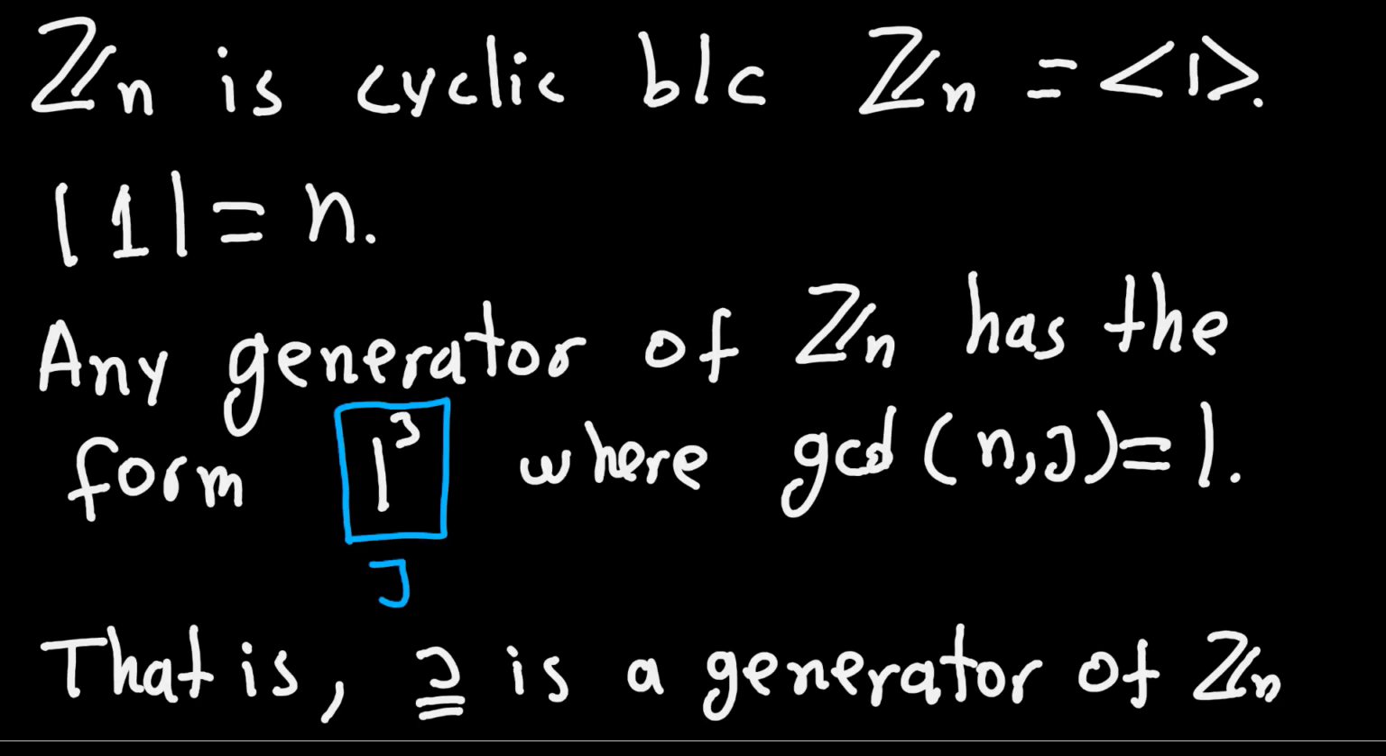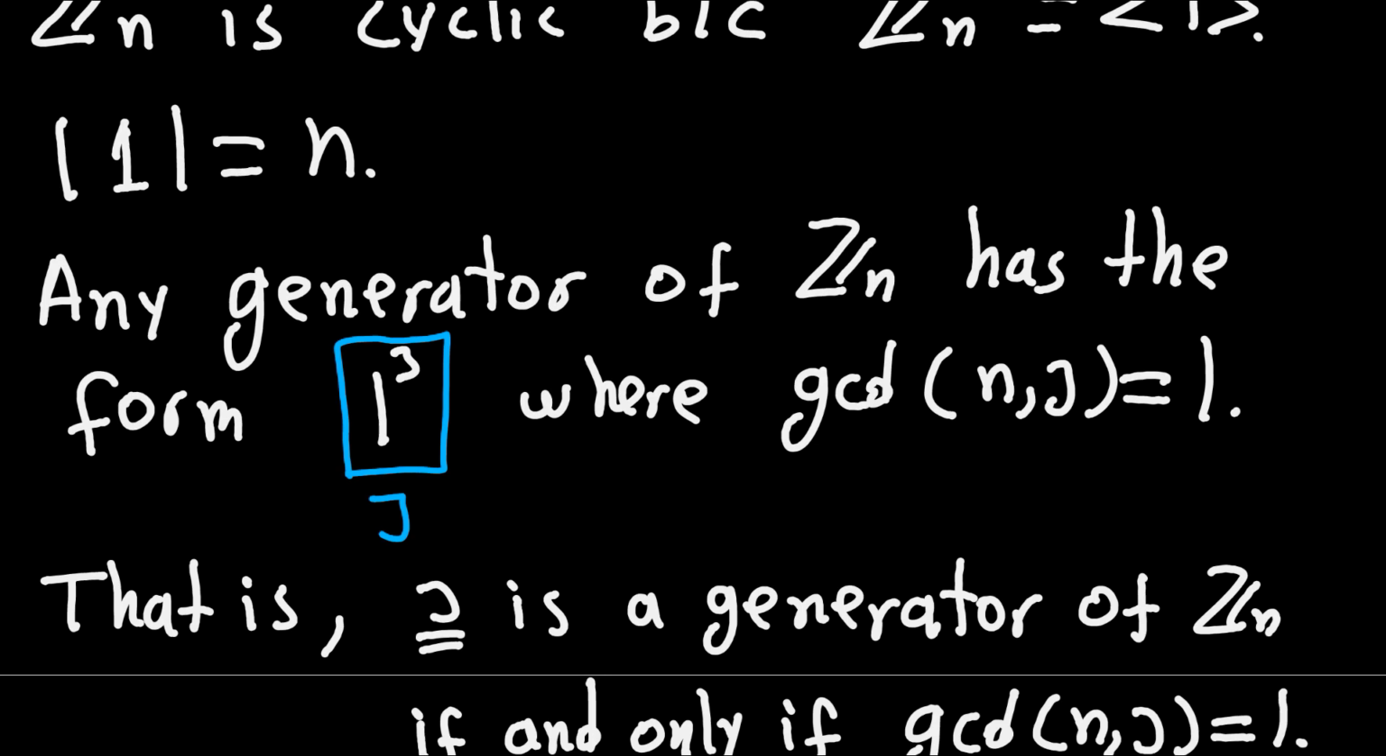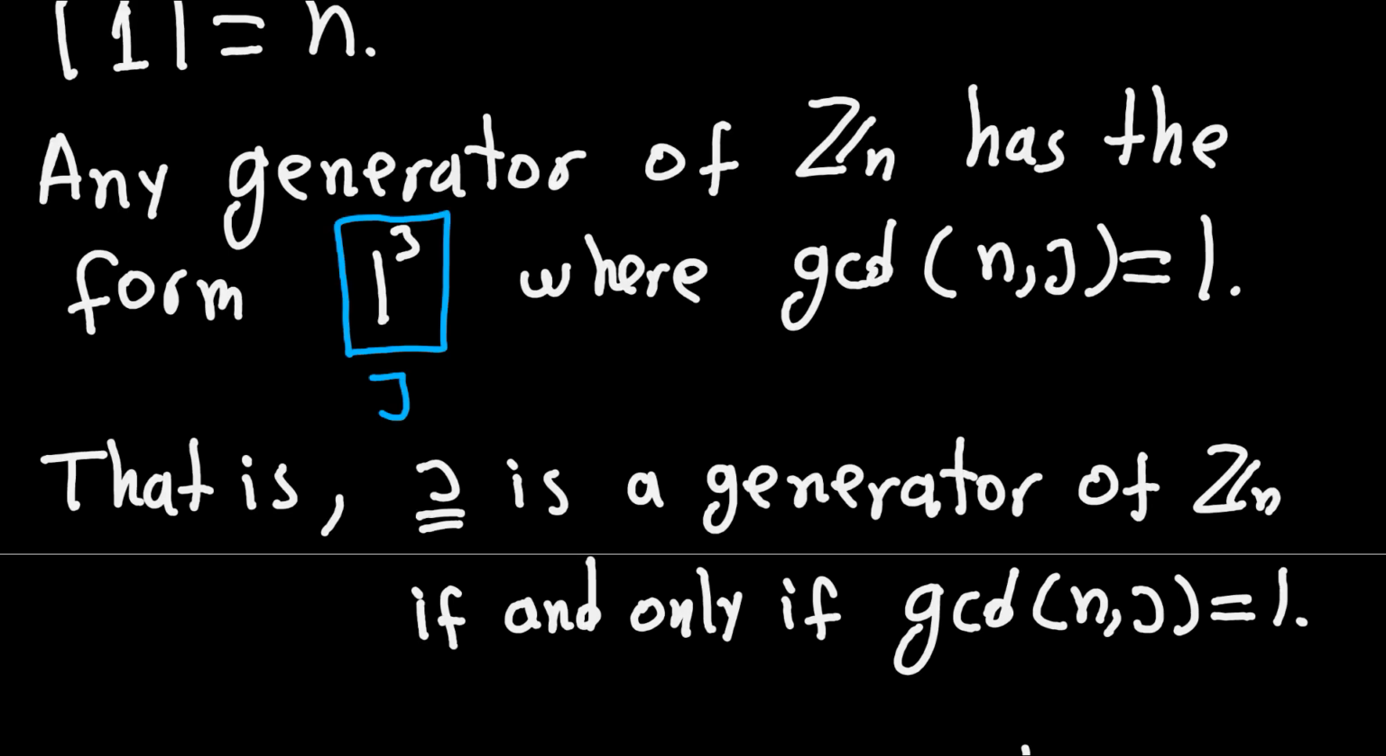Now, by the result that we proved already, any generator of this Zn will have the form 1 to the j, where the GCD between n and j is 1. n is the order of the generator, and j is the exponent. But what is 1 to the j? Remember, the notation here, 1 to the j, means I'm going to operate the element 1 with itself j times using the binary operation. The binary operation here is addition. So 1 to the j will give me j, if you keep the j small enough.